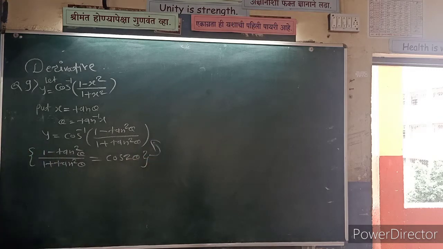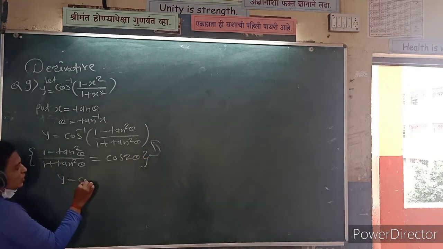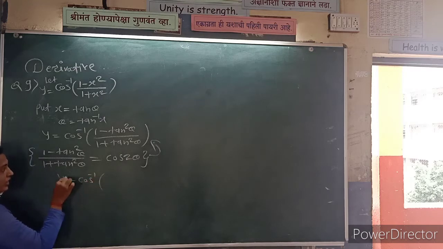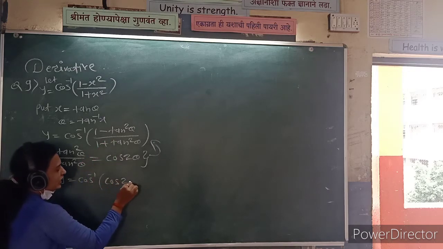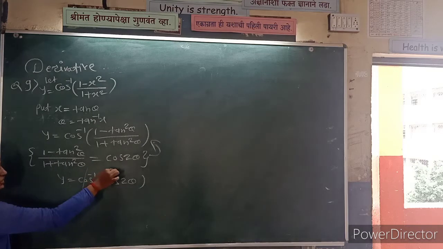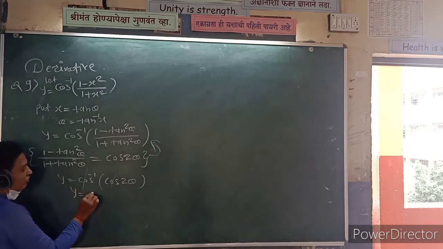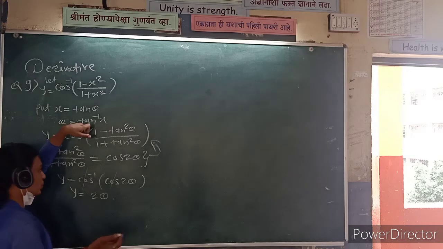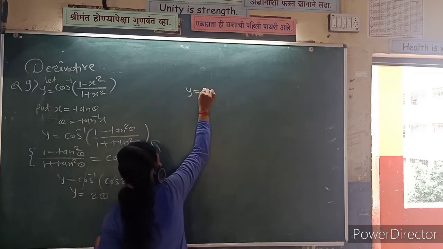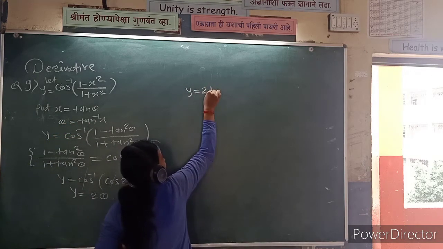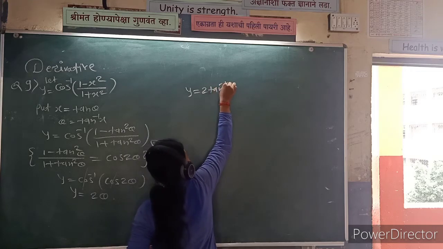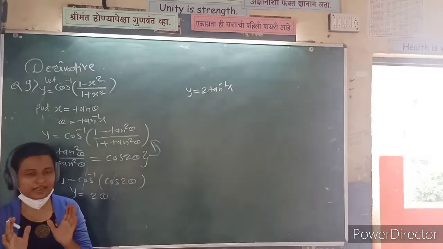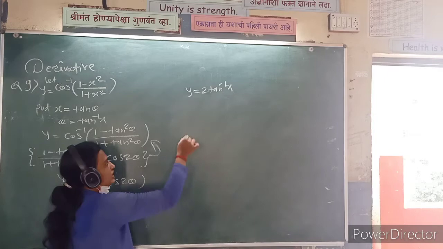So what do we get? y equal to cos inverse of cos of 2 theta, and we know cos inverse and cos get cancelled to each other. So we get y equal to 2 theta. But what is the value of theta? Yes, it is tan inverse x. So, y equal to 2 tan inverse x. Now, simply differentiate this function with respect to x.